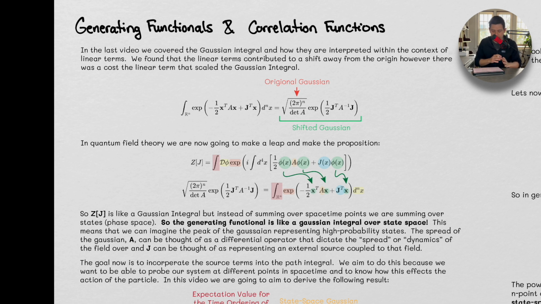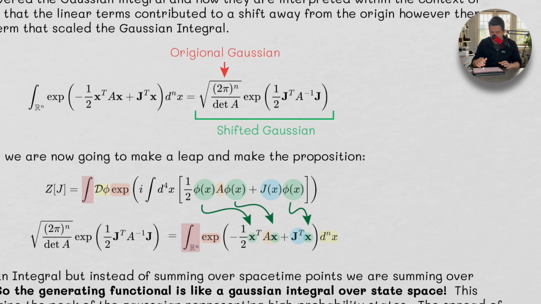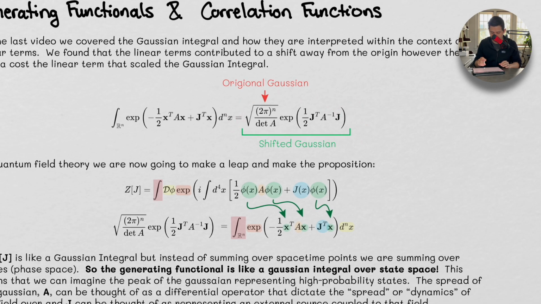Okay, so in the last video we covered the Gaussian integral and how they are interpreted within the context of these linear source terms. We found also that the linear terms contributed to a shift away from the origin. However, there was a cost in the linear term that scaled the Gaussian integral. So here is our original Gaussian integral. The shifted Gaussian is a consequence of these j terms, and these j terms are the source terms, okay? So this is what we established last time, all right?